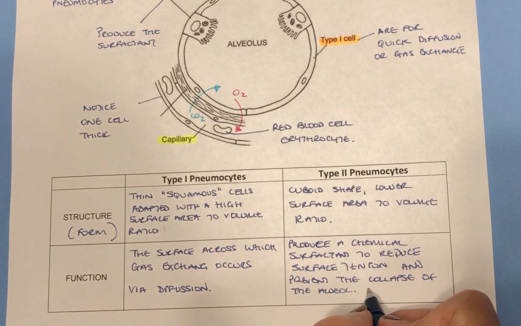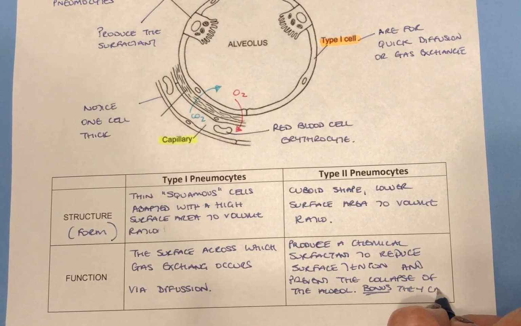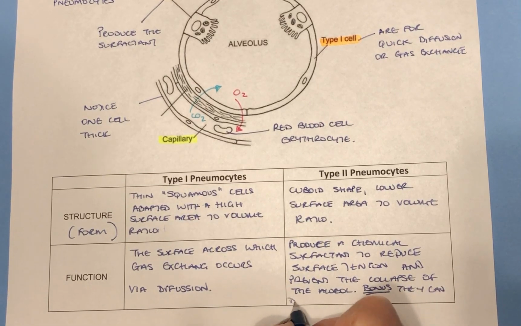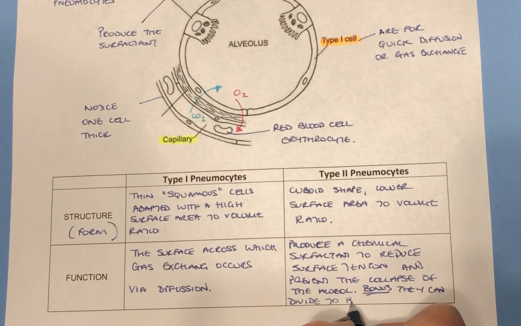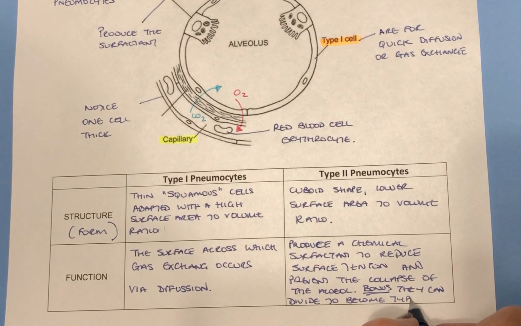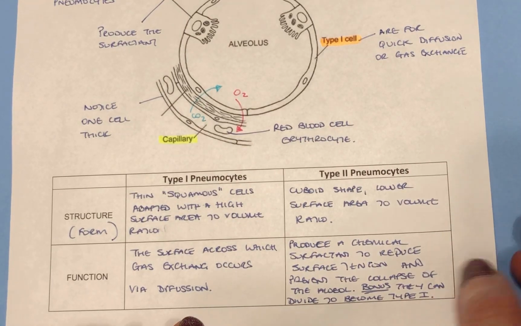Alveoli. Bonus, they can divide to become type 1s, if needs be. Okay, so far so good. So that's our alveoli, and in a minute we're going to learn how to draw one.